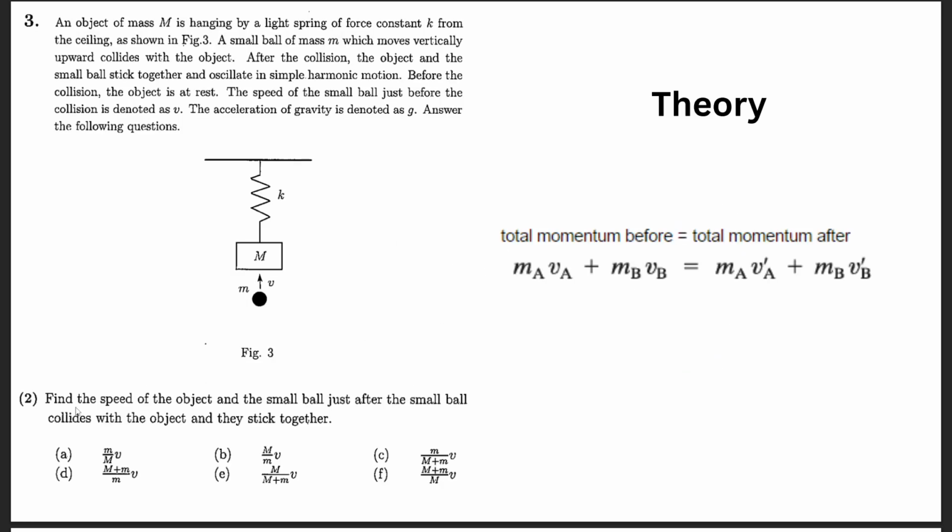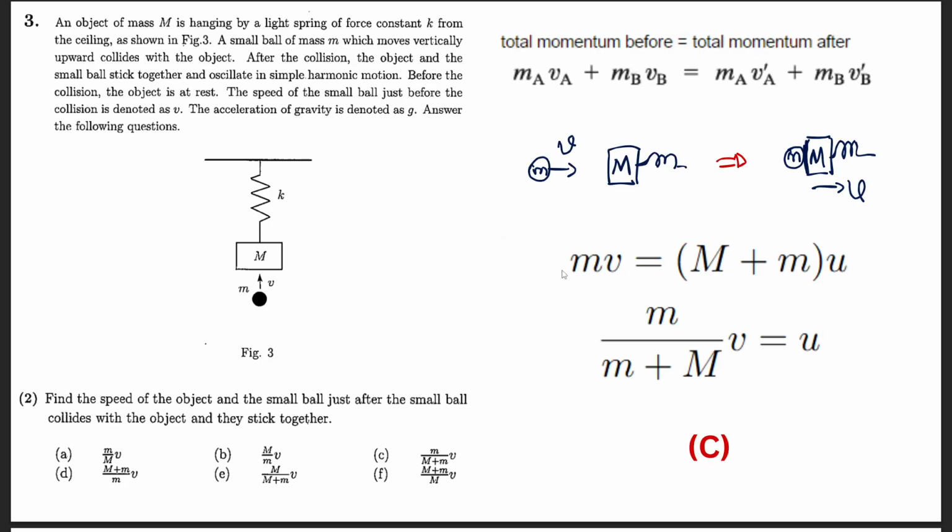Number 2. Find the speed of the object and the small ball just after the small ball collides with the object and they stick together. So the theory that you have to know is that the momentum is conserved. So the momentum before is equal to the momentum after. So let's say there is a small m here and it moves towards this big M. So the momentum here, since the big M doesn't move at all, we only have the momentum of the small m and the velocity v.